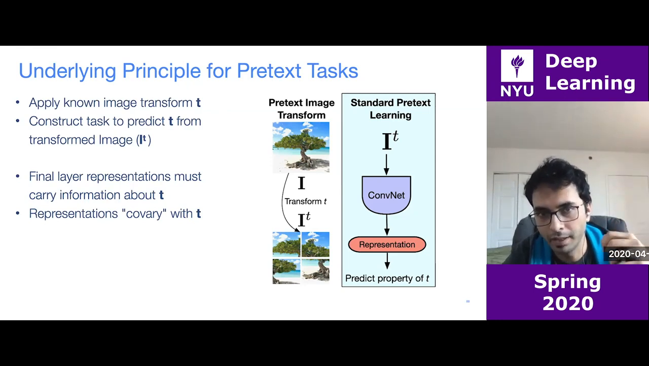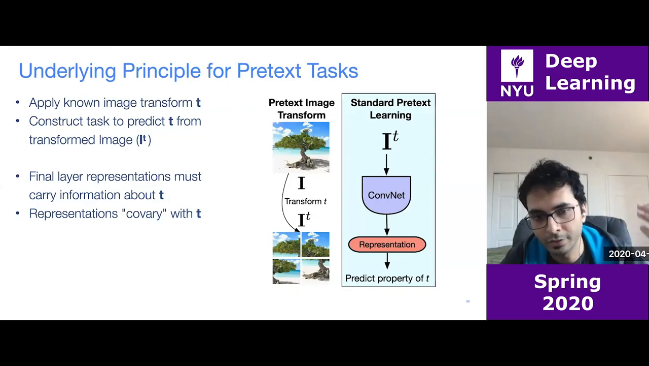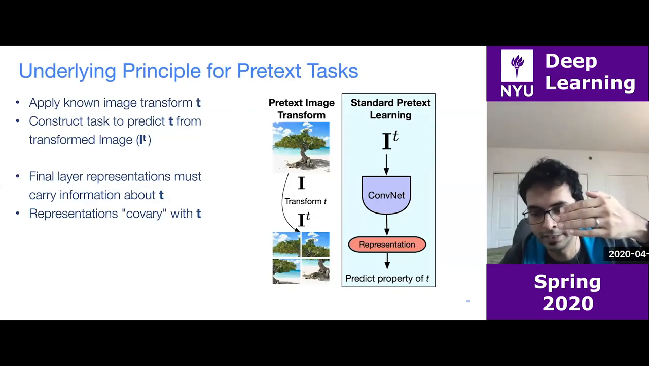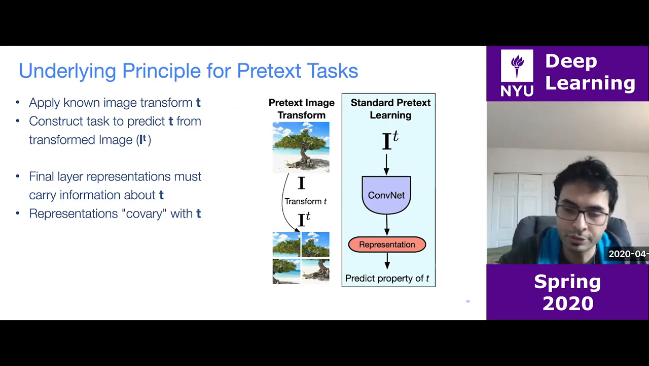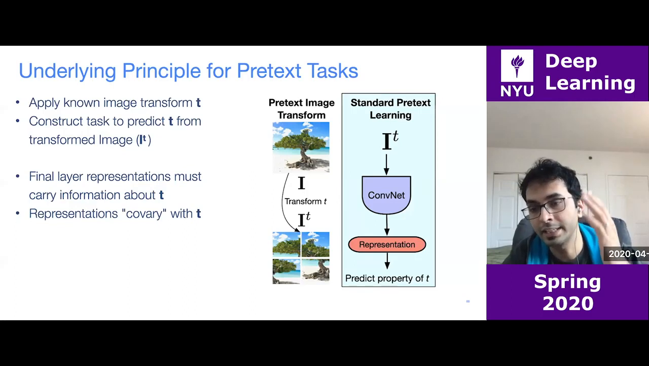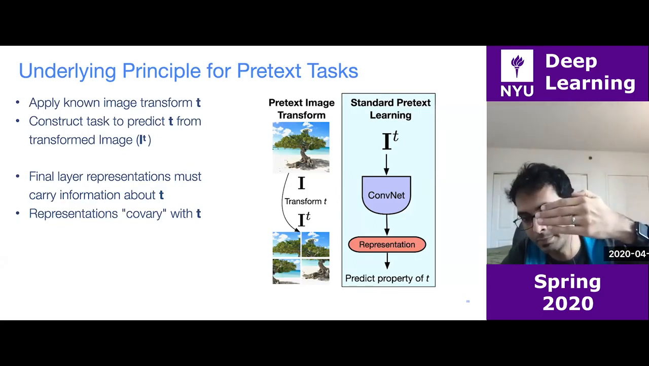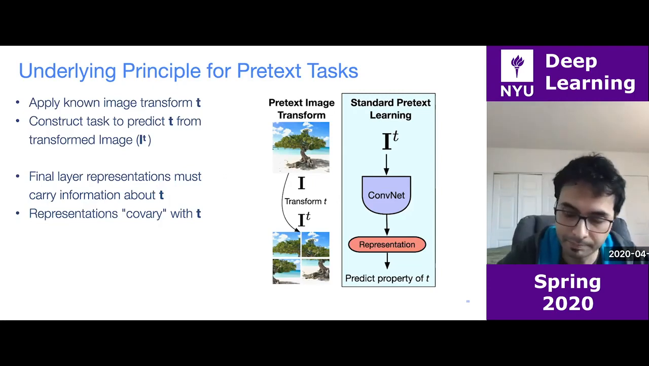Whereas what is expected of these representations is that they are invariant to these things. You should be able to recognize a cat no matter whether the cat is upright, or whether the cat is bent by 90 degrees. Whereas when you're solving that particular pretext task, you're imposing the exact opposite thing. You're saying that I should be able to recognize whether this picture is upright, or whether this picture is tilted sideways.